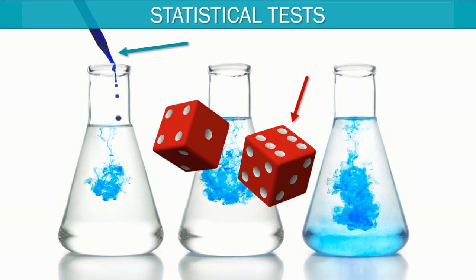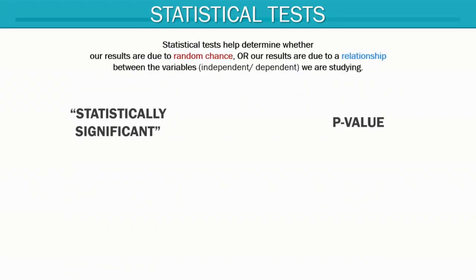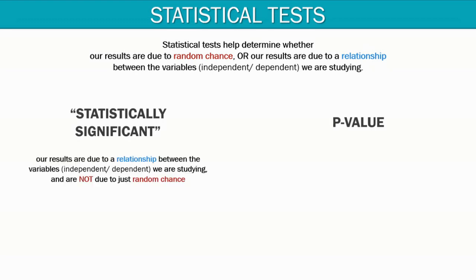This is where our terms statistically significant and p-value come into play. Statistical tests help determine whether our results are due to random chance or if our results are due to a relationship between the variables, independent and dependent, that we are studying. We say our results are statistically significant if the test we run determines that our results are most likely due to a relationship between the variables we are studying, meaning our results are not due to just random chance.